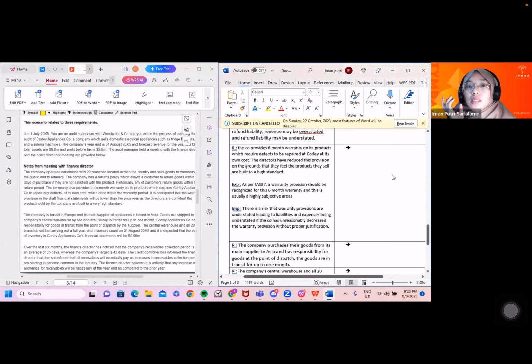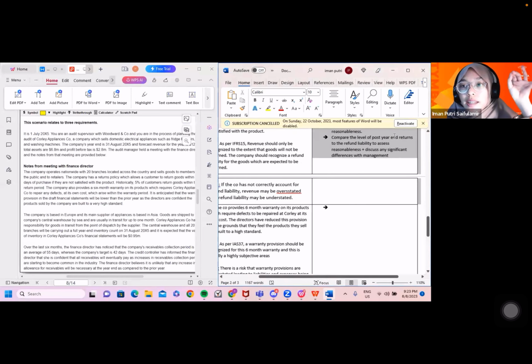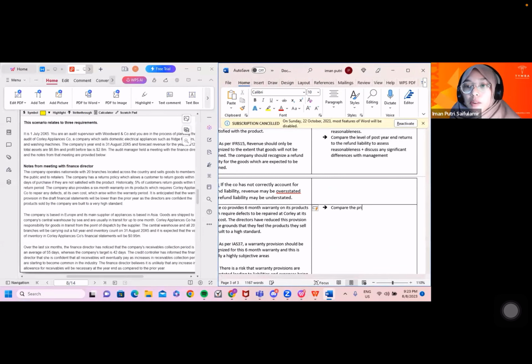Another thing, whenever there's a provision, what is the point that I said just now? What can we basically do with this provision? I'm going to give one point first, which is similar to the point up here. Just now we compared the level of post-year-end returns to the refund liability. We're going to do the same thing: compare the prior year warranty provision with the actual level of claims made in the year to assess the reasonableness of the management reducing the provision.